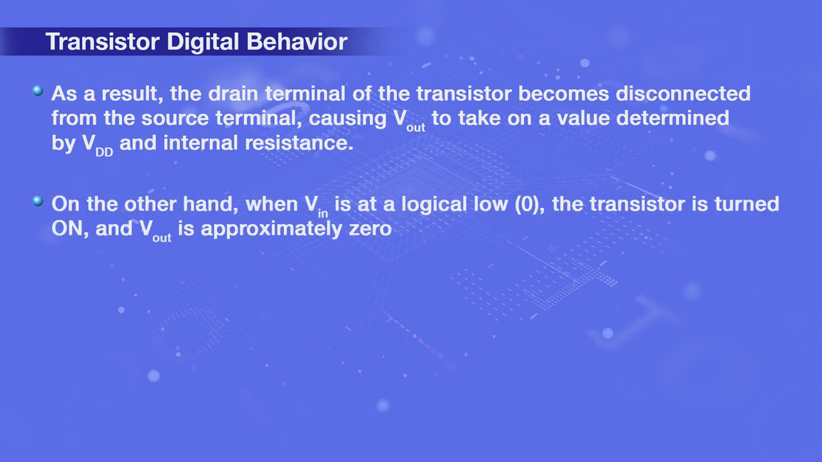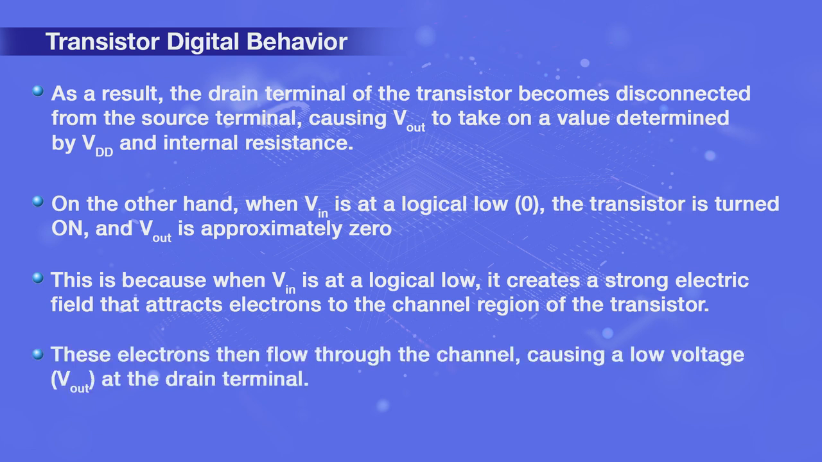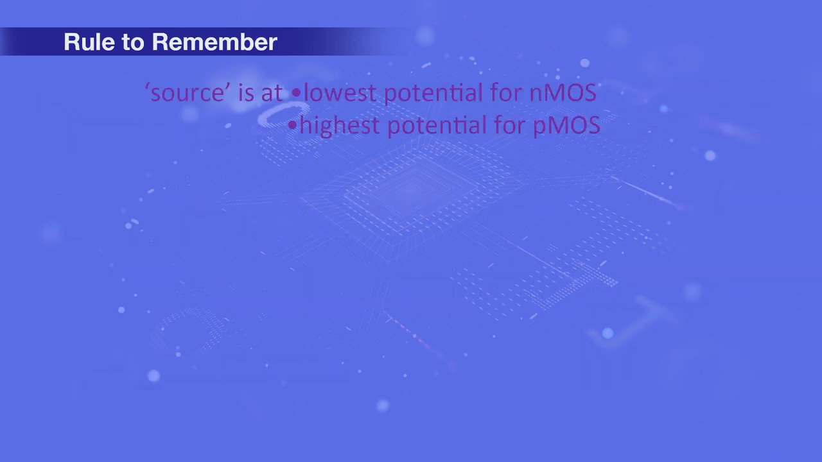On the other hand, when Vin is at logic low, that is logic zero, the transistor is turned on and Vout is approximately zero. This is because when Vin is at logic low, it creates a strong electric field that attracts electrons to the channel region of the transistor. These electrons then flow through the channel, causing a low voltage Vout at the drain terminal. So source is at lowest potential for NMOS and highest potential for PMOS.